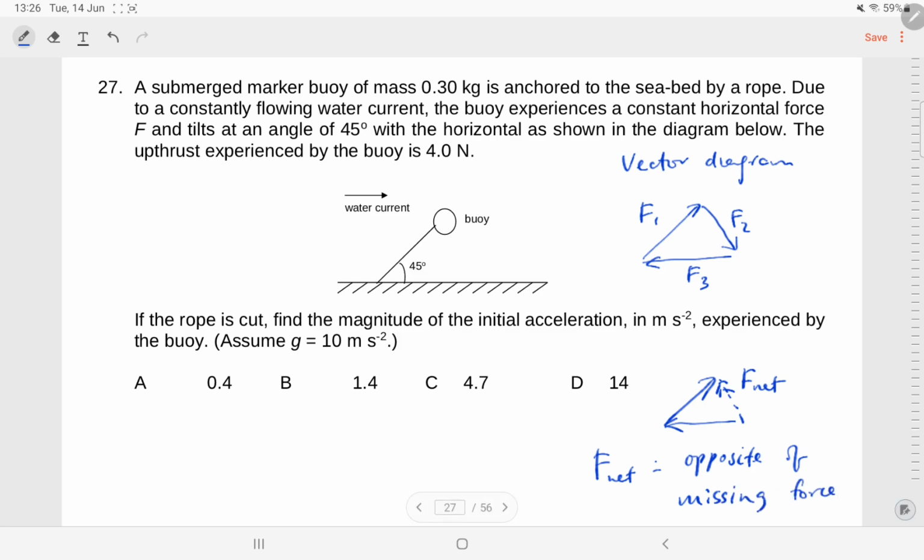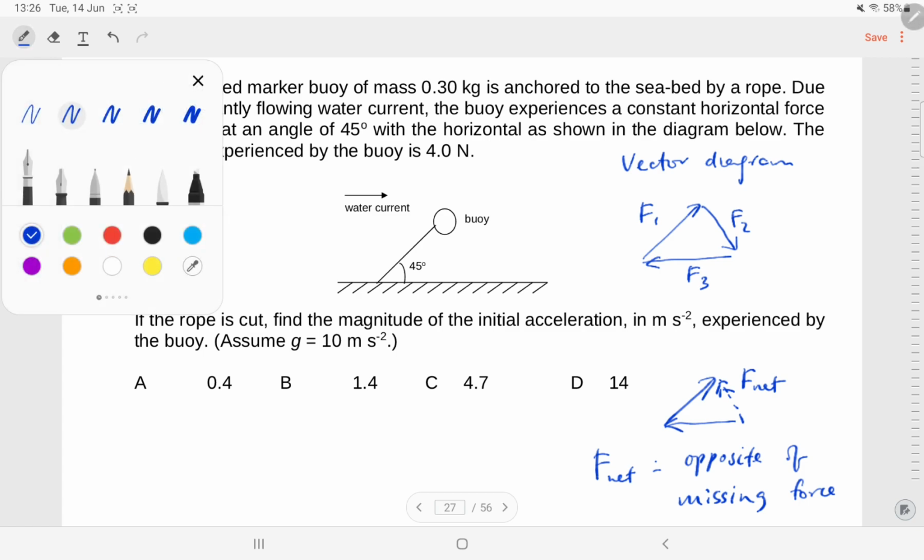What's the pretext? The pretext is the situation that the body is originally in static equilibrium. So when you remove one force, the acceleration that arises, the net force that arises, will be equal to the opposite of the missing force. So with that, we can try to solve this problem.